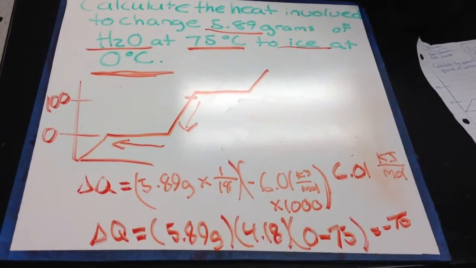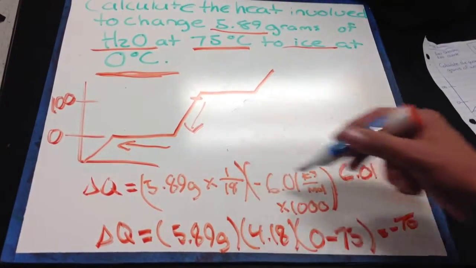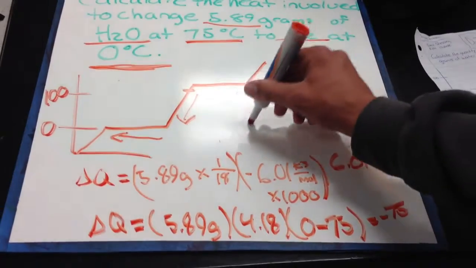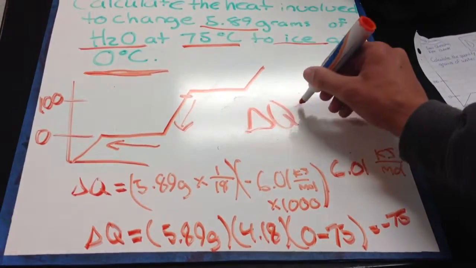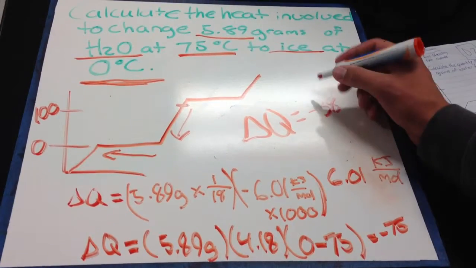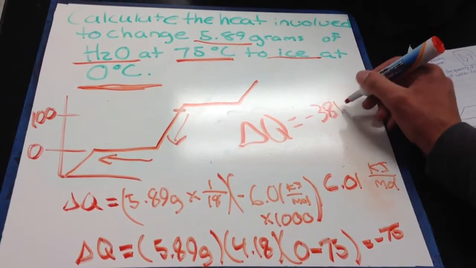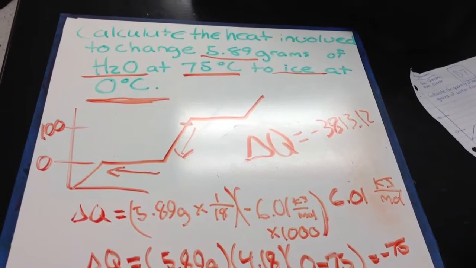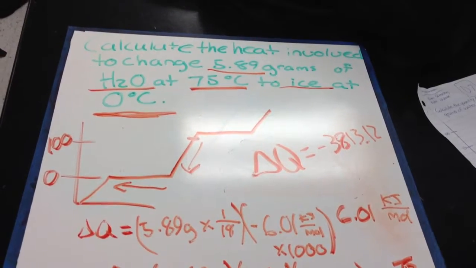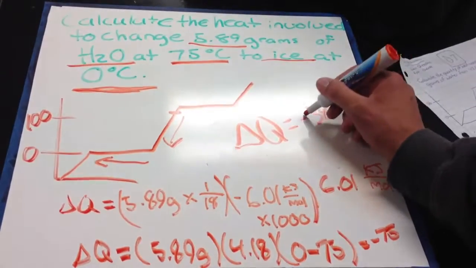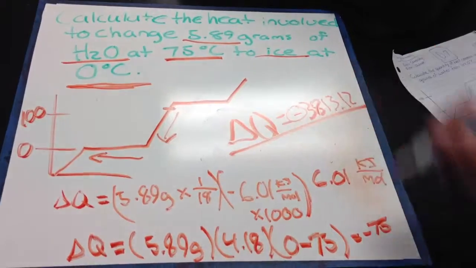So now we have some more room. So after we multiply each of these, we simply just add them together, and we get delta Q equals negative 3813.12. This equation can also be known because you're decreasing energy, so that's why you have a negative in the front. And this is our final answer.